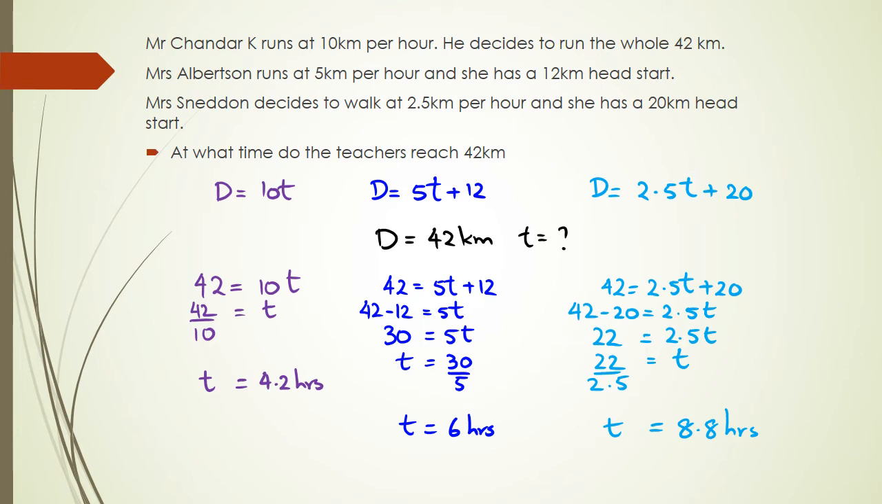All right, folks. Just remember that you need a statement. You need a statement to say Mr. Chandikay took 4.2 hours, Mrs. Albertson took 6 hours, and Mrs. Snedden took 8.8 hours for them to reach 42 kilometers. Okay, next lot of questions.